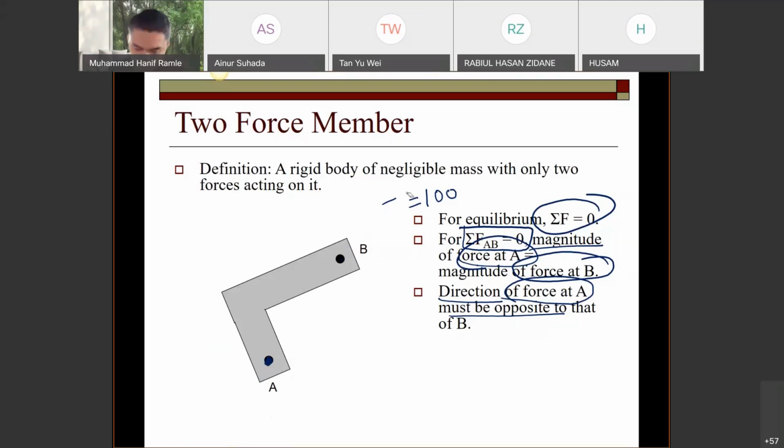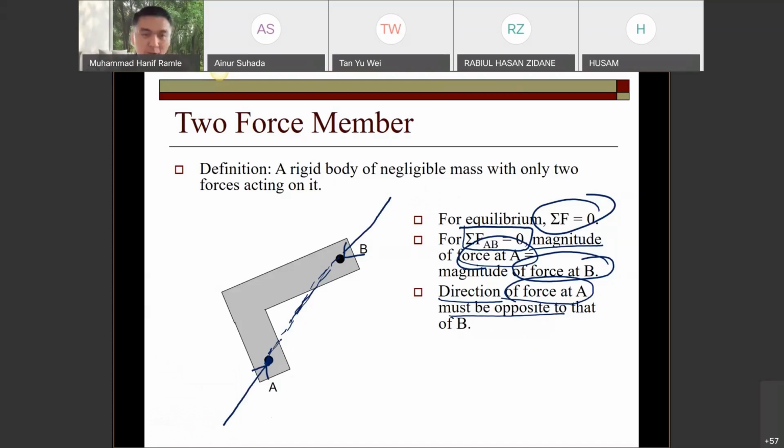I introduce a force at point A, this way. This is the line of AB. The other force acting at point B must be opposite, like this, so they cancel each other. This is the basic Newton's first law.